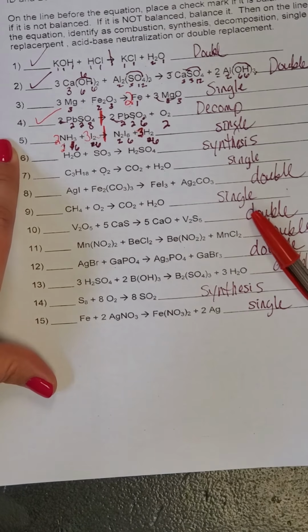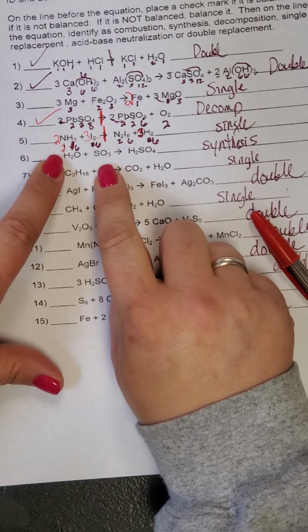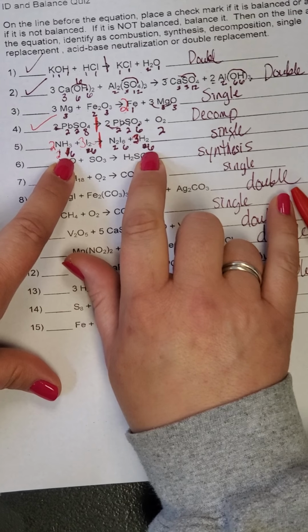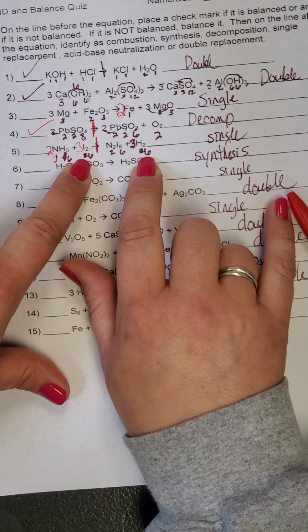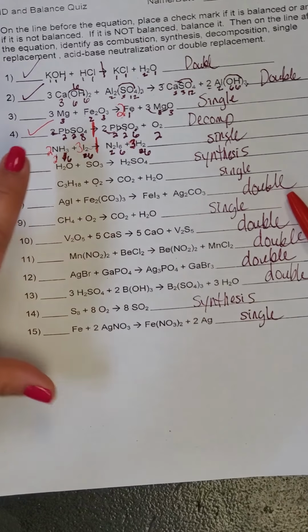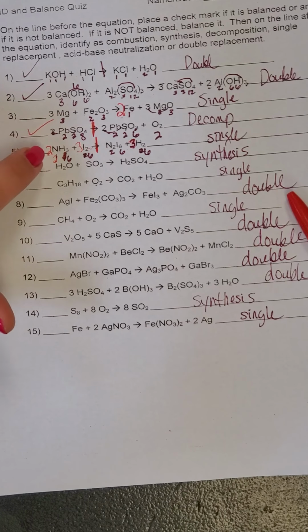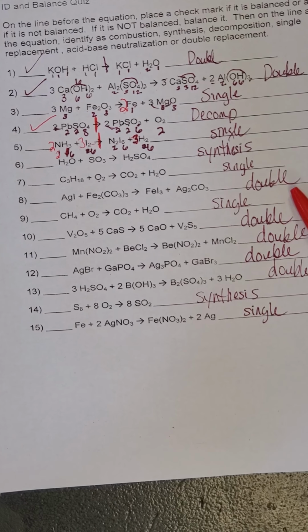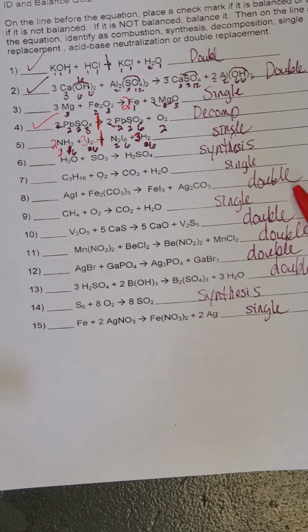Go back through and double check everything. 2 nitrogens, 2 nitrogens, 6 hydrogens, 6 hydrogens, 6 iodines, 6 iodines. So the coefficients you would need for this would be the 2, the 3, and the 3. Moving on to number 6.